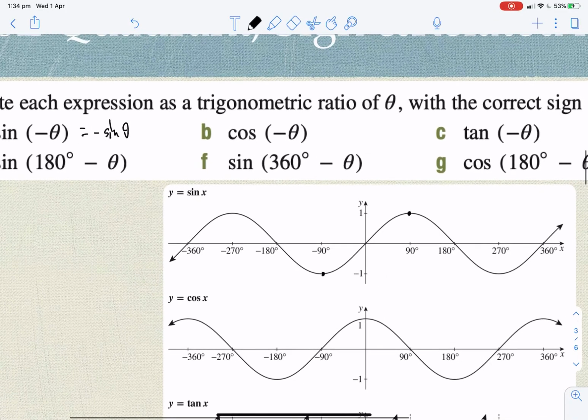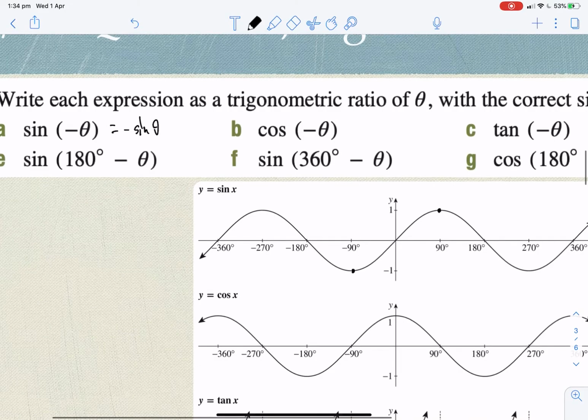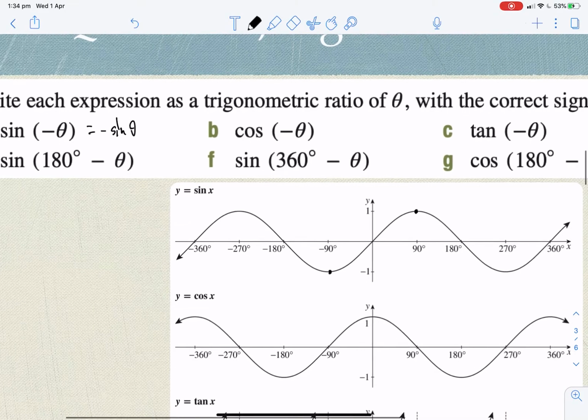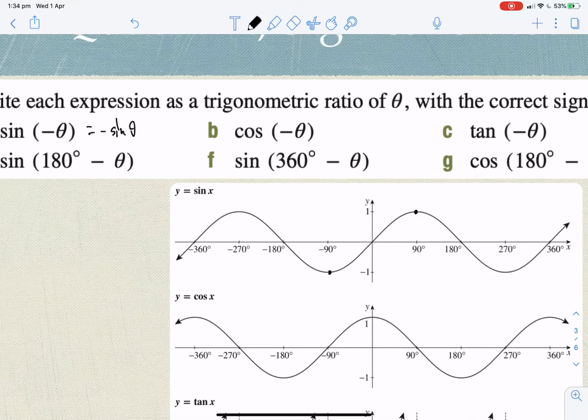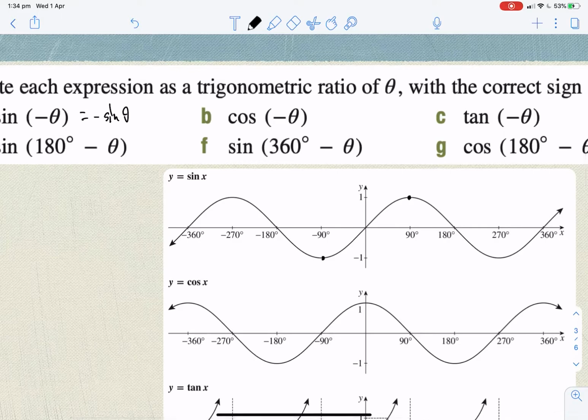Okay. So sine 90 is 1. Sine negative 90 is negative 1. So that means sine negative 90 is negative sine theta, negative sine 90, which is negative 1. If you get around that one, the second one's easier.